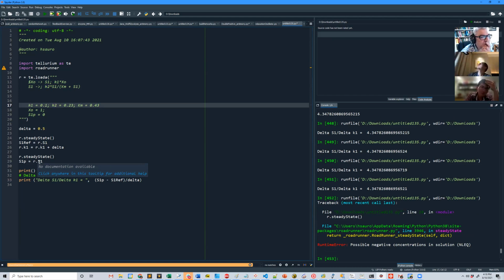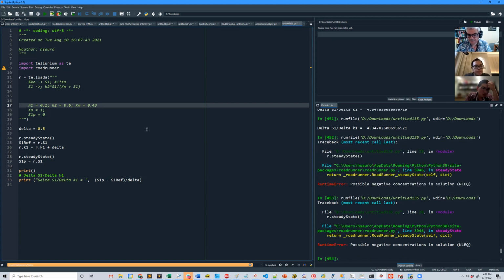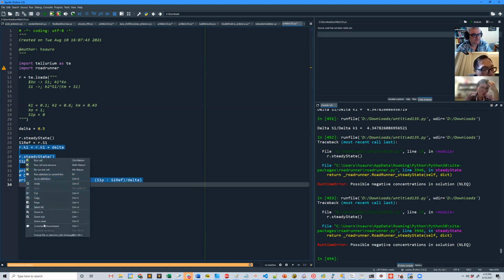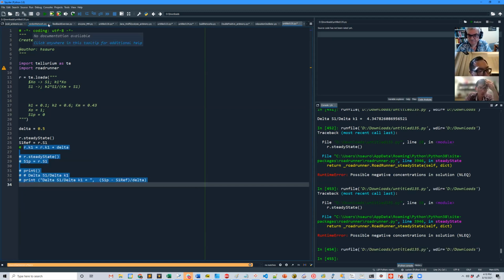Okay, hold on. No, that should work actually. K2. Hold on, why doesn't it? Oh no, it's because of this K1 here. Yeah, let's push this up a bit to 0.6. There you go. What? Hold on for a second. If K2 is big, then all of them have to go to the product, right? Oh, that's better.